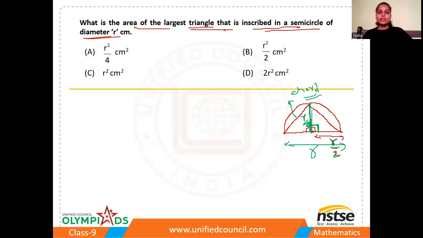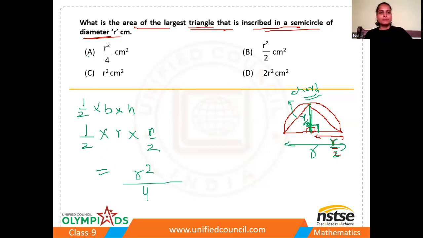Okay, this is where we are making the mistake. This is a chord. This is not a radius of the circle, right? Because it doesn't pass through the center. So now the area is half of b into h, base into height. Base is r, the diameter is r. Height is r by 2. Now I can solve this. So r into r is r square, and 2 times 2 is 4. So r square by 4, yes. A is the right answer. Correct?